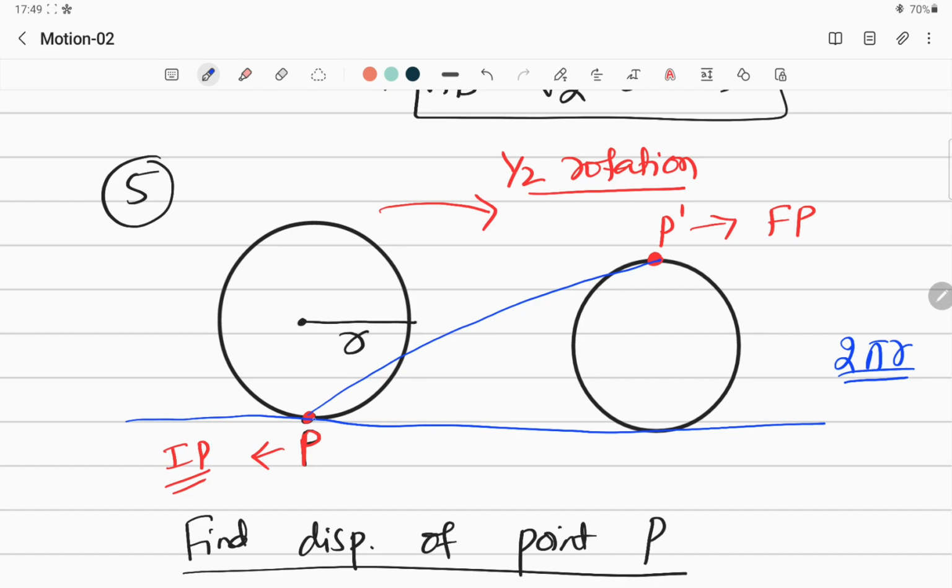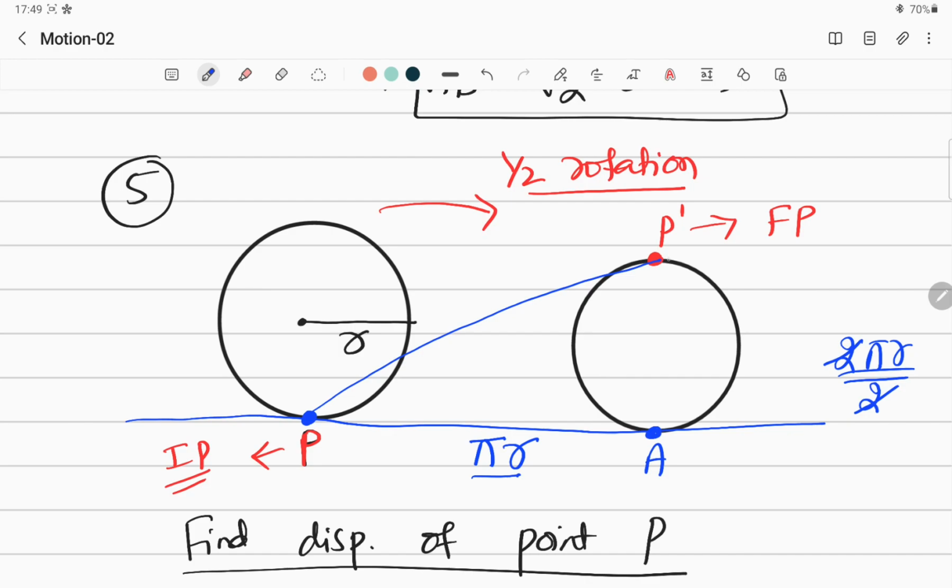If it is doing a half rotation, from this point P till here, it is half of 2 pi r. Full means 2 pi r, half means divided by 2, so the 2 gets cancelled. Don't you think it is pi r? Let me name this point A. Whatever this distance PA is, it is going to be pi r.